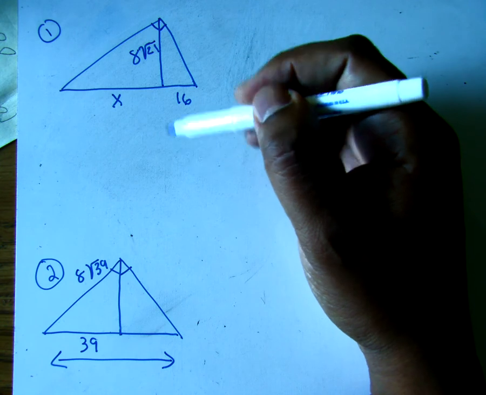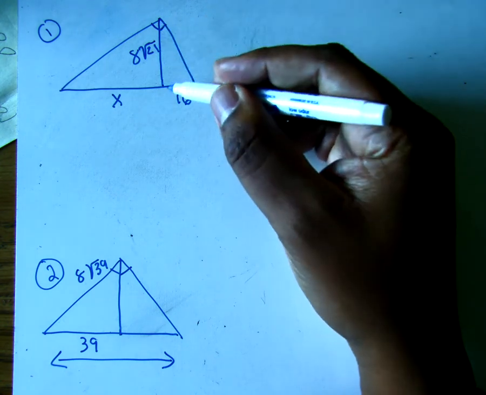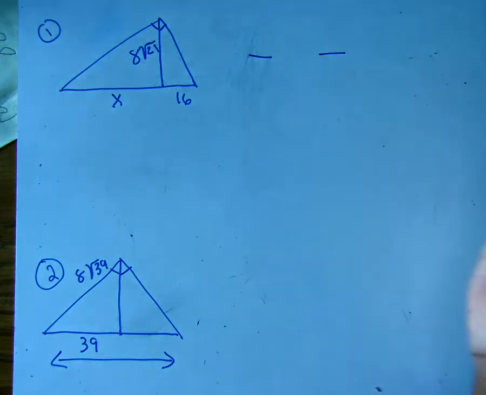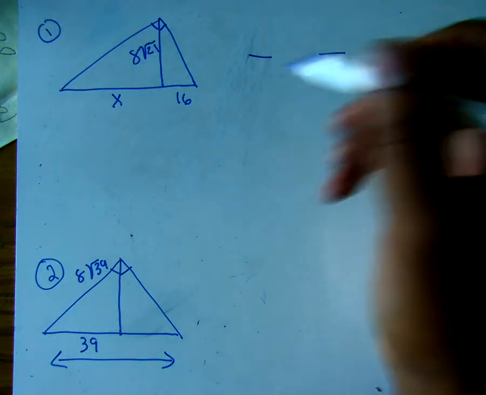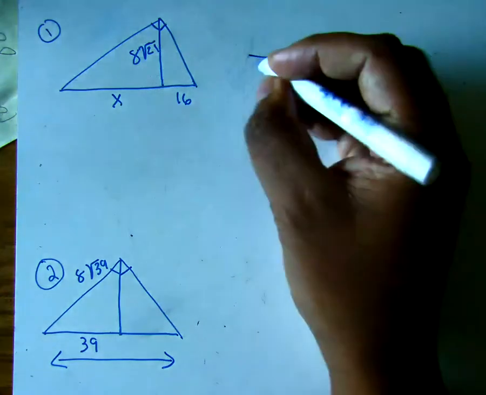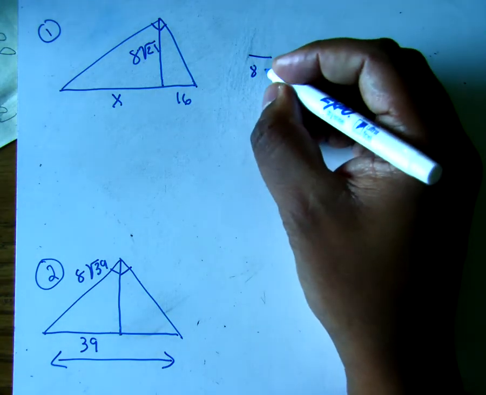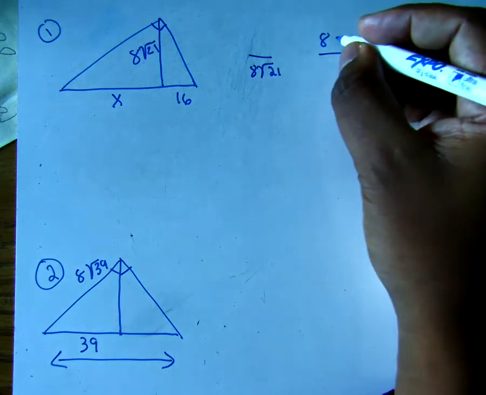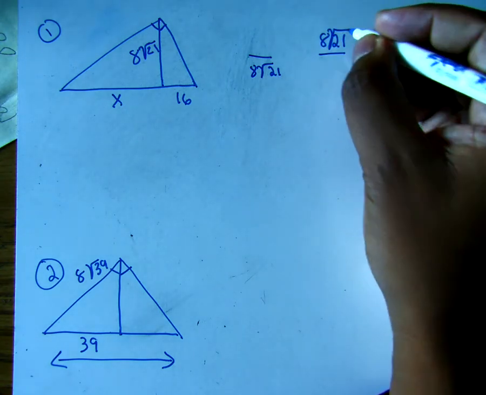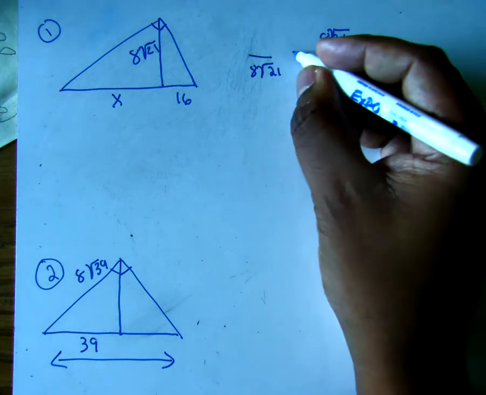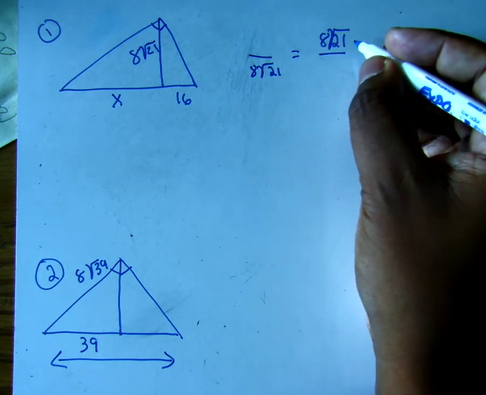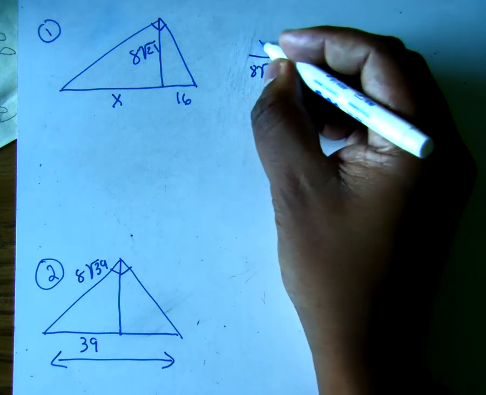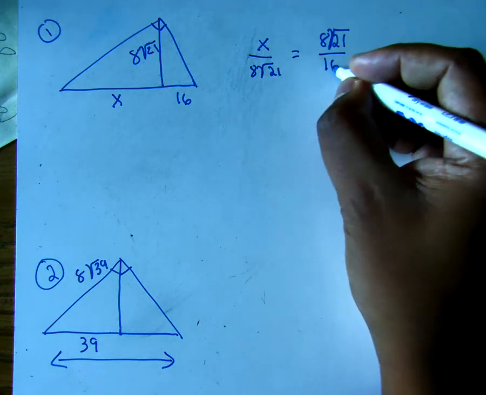With the altitude rule, what we're going to do is set up that ratio. And here's one way to always remember. If you're using the altitude, you're going to put altitude in the denominator of your first ratio and the numerator of your second ratio. So now I have 8 square root of 21, 8 square root of 21. And you could put either part of the hypotenuse either way you want to. So here's x, and here's 16.